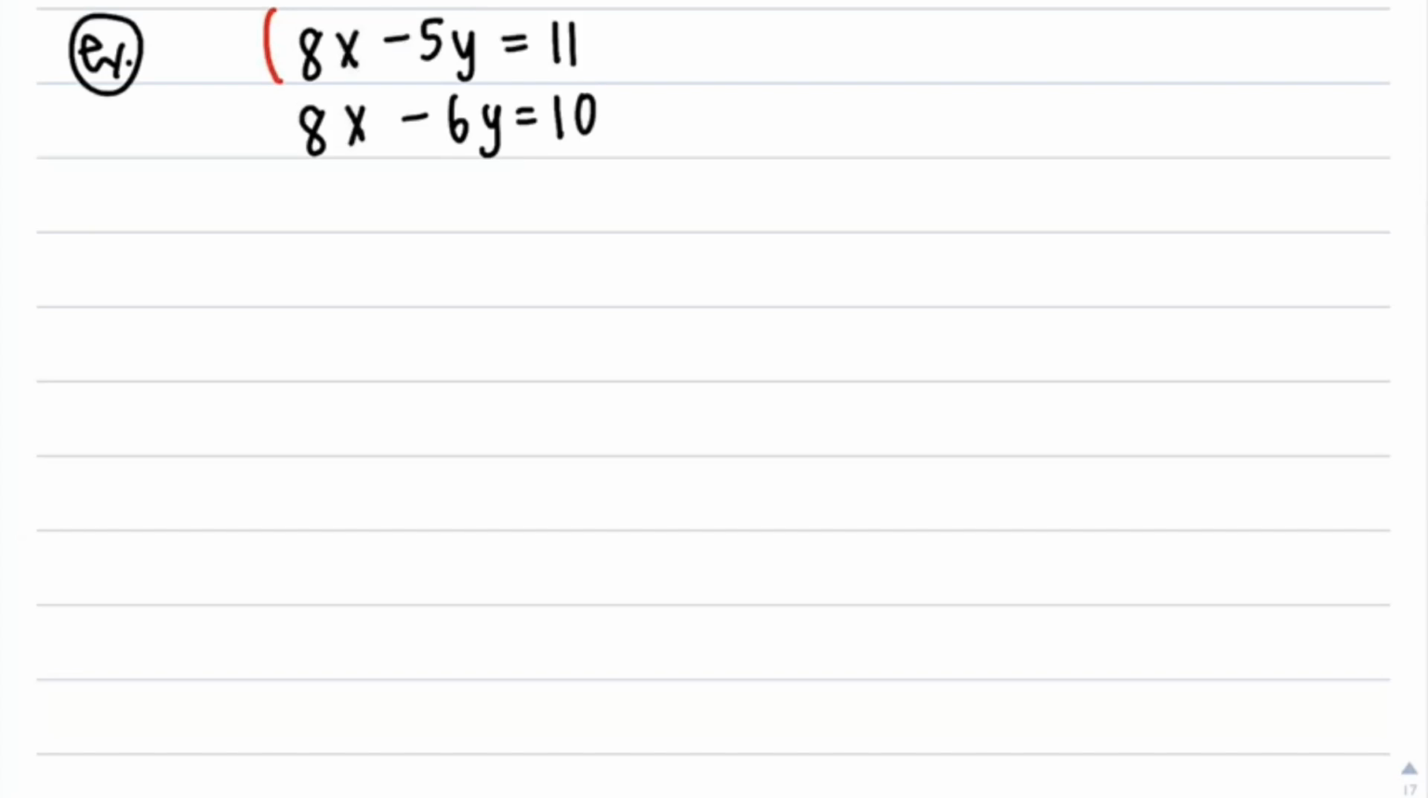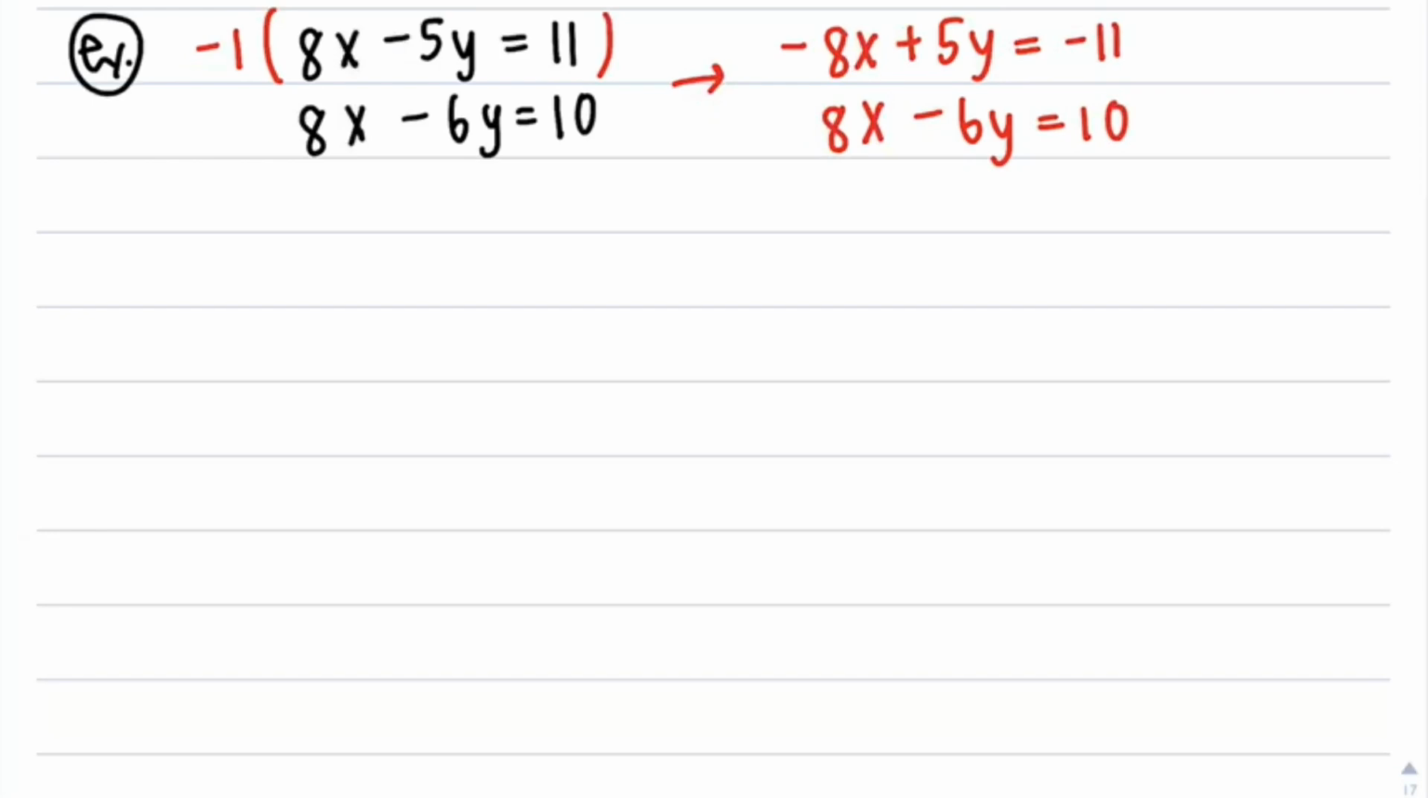How we're going to change one of them is we're going to multiply it by a negative 1. All right, so by doing that, that's going to give me negative 8x plus 5y, and then is equal to negative 11. So remember that negative is going to every term here. So watch for that. All right, second equation is going to stay the same. 8x minus 6y is equal to 10.